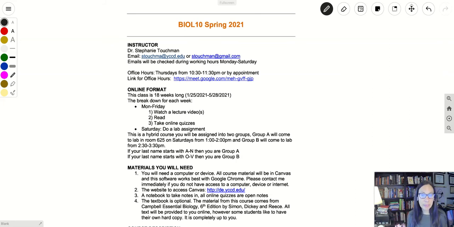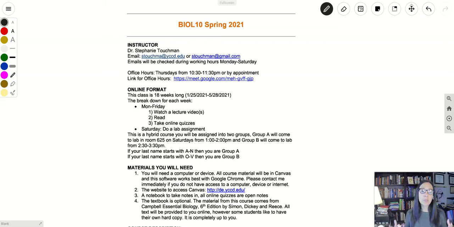Because we are in a pandemic, we're splitting the lab into 2 groups, okay? Group A and Group B. Each group is only going to be expected to come for 1 hour just to collect your data for the lab, and then you go home and you write up the lab at home. If your last name starts between A and N, you will be in group A, and that lab group is going to come between 1 and 2 o'clock on Saturday.